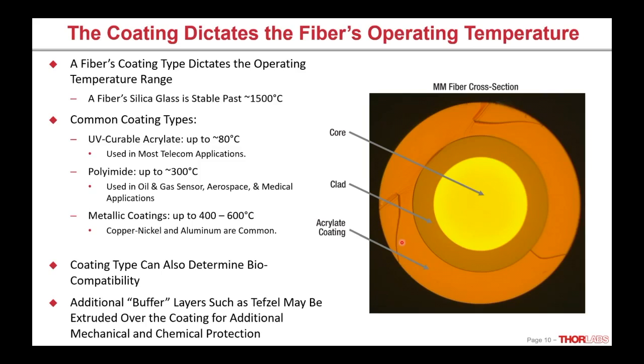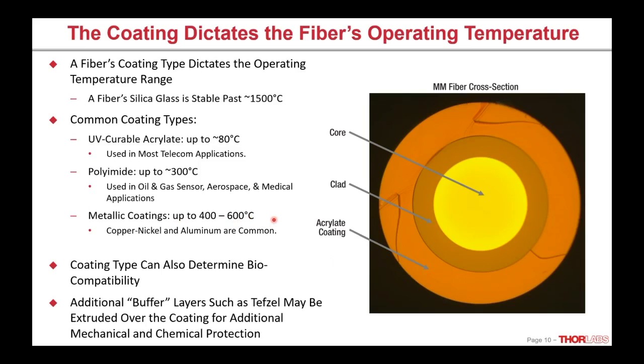The next step up would be a polyimide plastic coating. That can go up in the neighborhood of 300 C and is used in things like oil and gas well sensors, aerospace applications. It's also pretty biocompatible, so it is used in some medical applications. And then going further, there are some metallic coatings available for fibers that can get up to the 400 to 600 C range. Those are much less common.